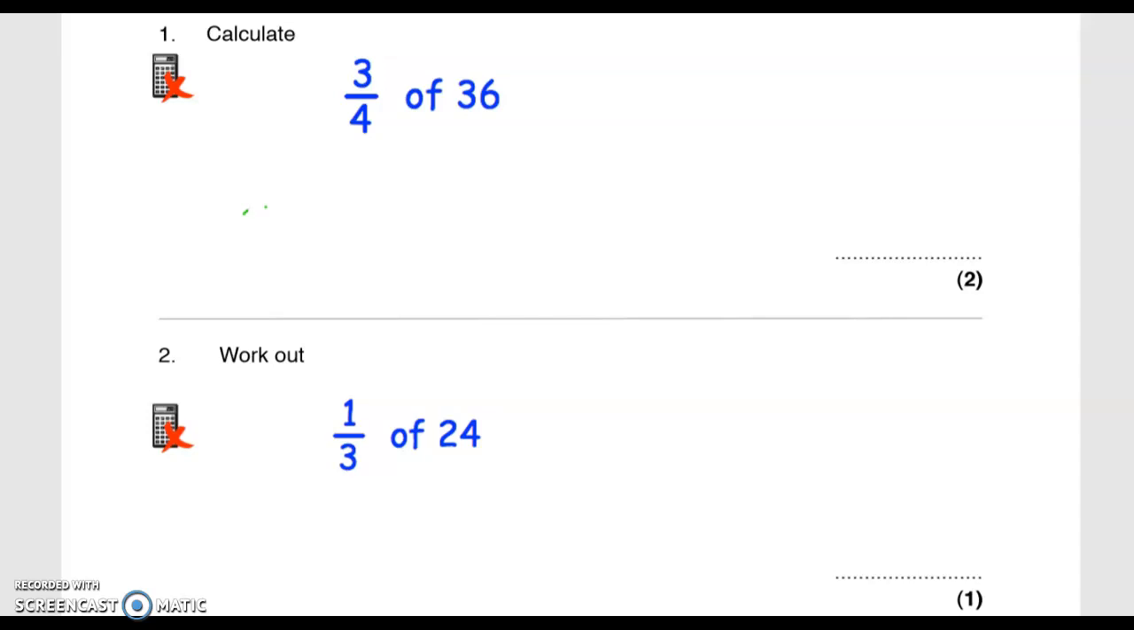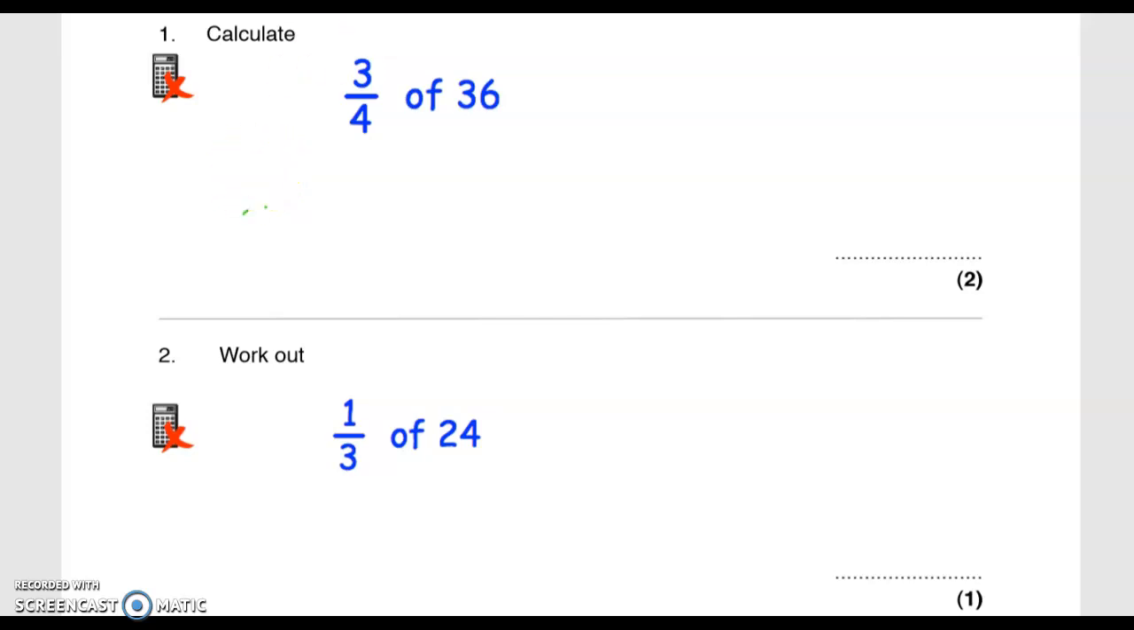So we're doing fractions of amounts. I'm going to do some examples and then you can have a go at the questions by yourself. Here we've got 3/4 of 36 and it's a non-calculator, so that's telling you it's probably a nice answer. Let me do an example here.